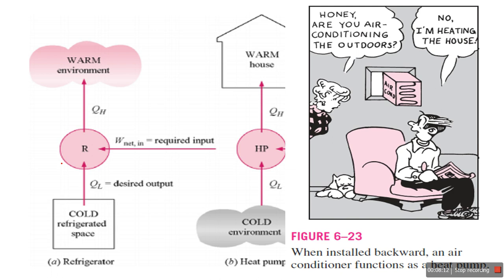If I keep the window AC backward or in reverse, with the condenser side in the room and the evaporator side outside the room, it acts as a heat pump. So the condenser is continuously rejecting heat in the room. This is simply a heat pump. This is the basic difference.